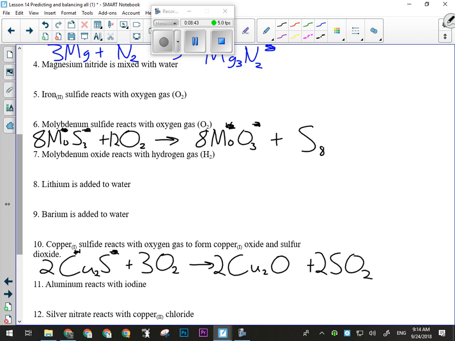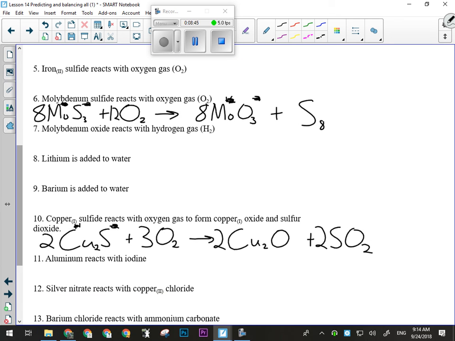Number 7. A similar thing here. We have molybdenum oxide, and we already know what that is from the previous question. So MoO3. Oh, yes, sorry. Good eye. Got ahead of myself. It reacts with hydrogen gas, which is also a special element, H2.